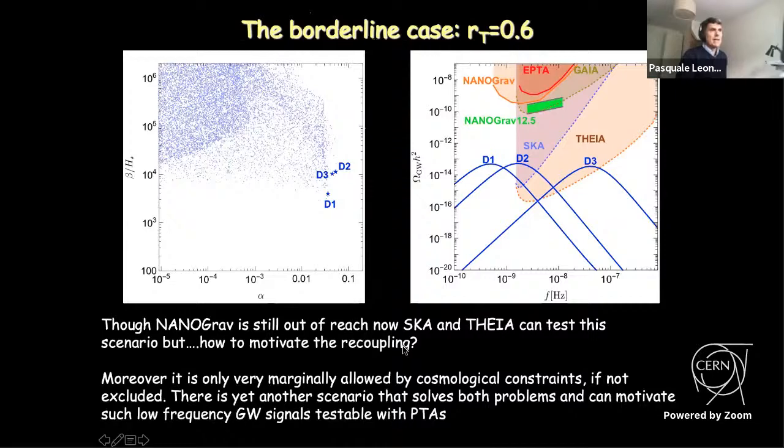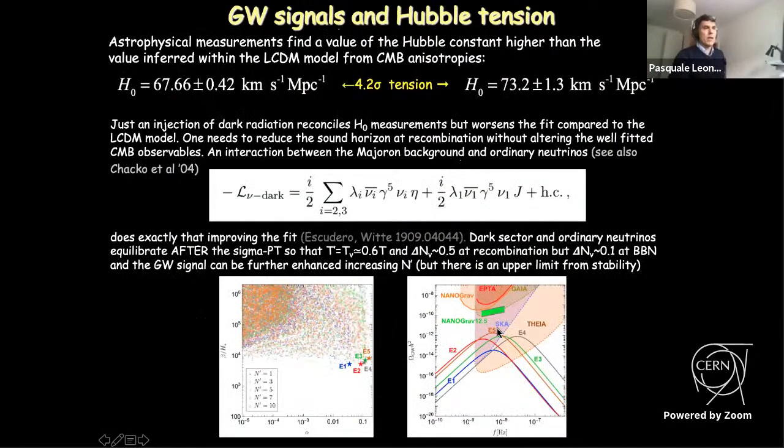There is another and last scenario I want to present, and then I conclude, that is motivated by the Hubble tension. And the Hubble tension is a tension between the Hubble constant measurement from CMB and the measurement from supernovae.